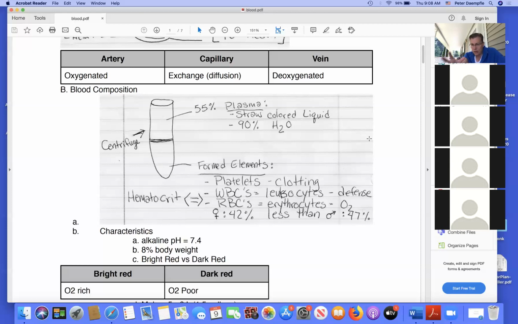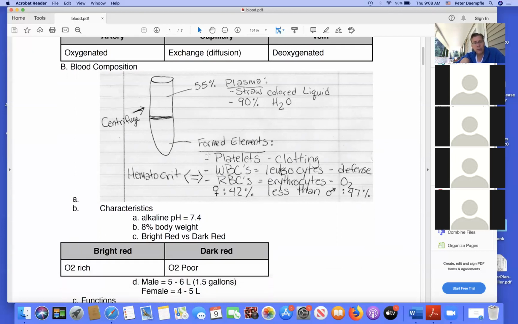When you get a blood test, you test for a large number of dissolved solutes. And we'll talk about what those means later on in the lecture today. The formed elements make up 45% roughly of the blood. If I had to be specific, there's a little layer in between the plasma and the formed elements. When you take a centrifuge, this is a centrifuge tube.